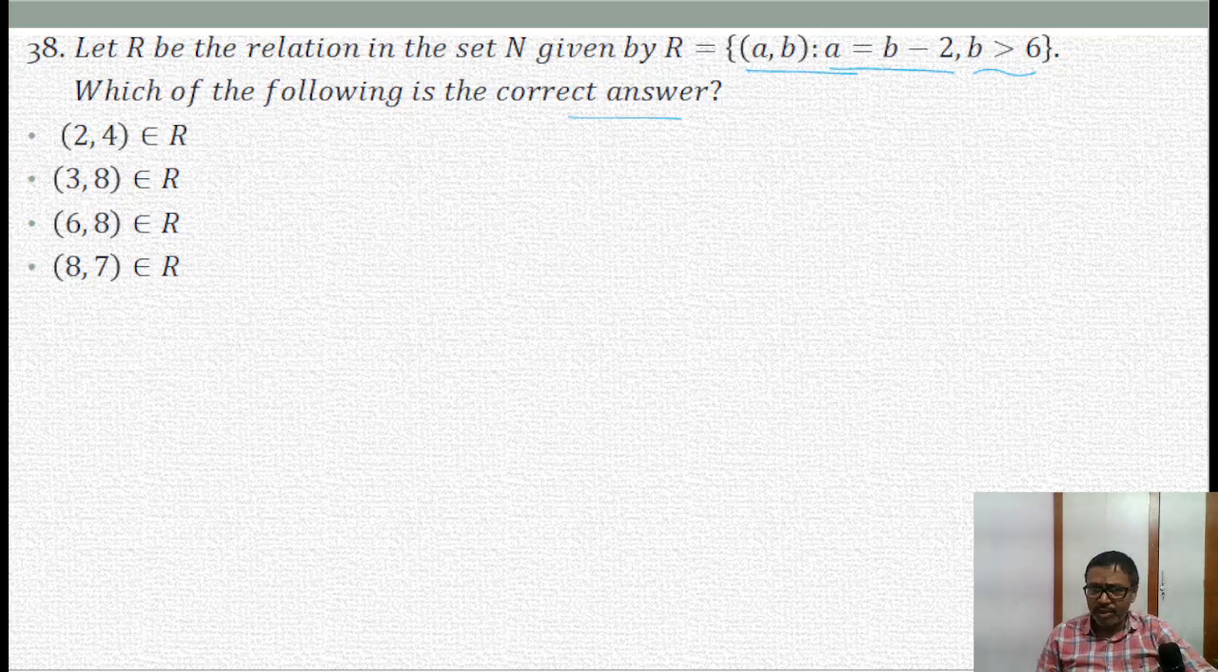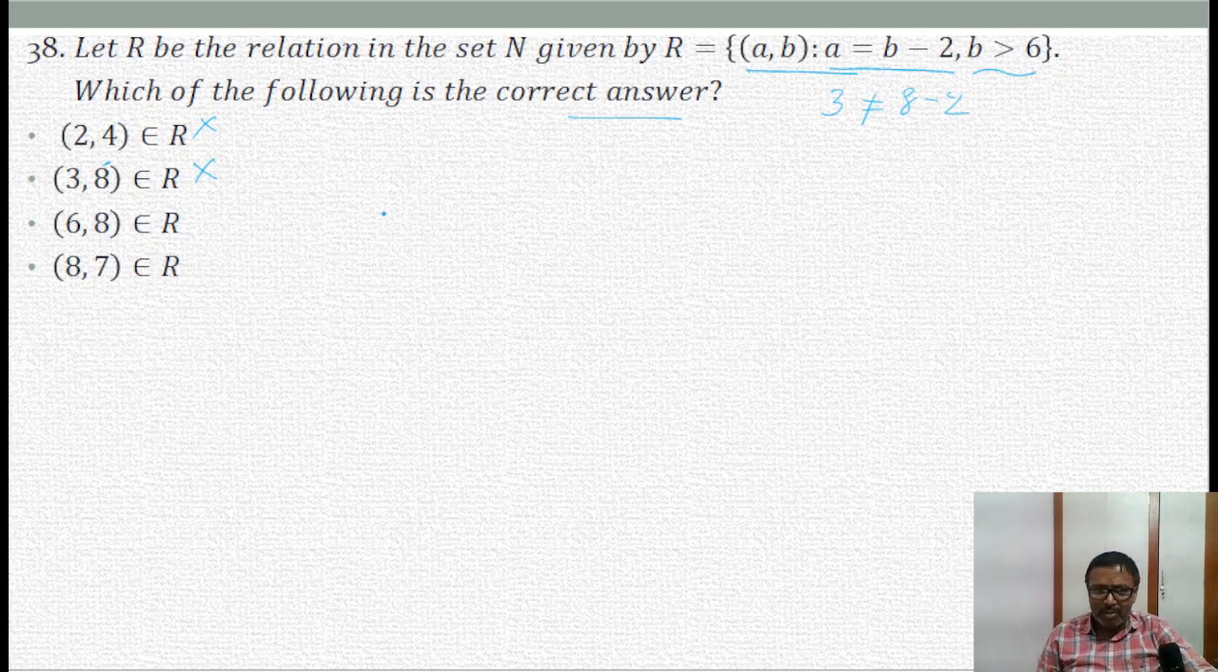Very simple question. b is greater than 6, so the first option is ruled out. Here the b value is greater than 6. Let us verify by putting 3 and 8 in the equation. What is the a value? The a value is 3, the b value is 8. 8 minus 2 is not equal to 3. So option B also ruled out. Very simple and straightforward question.